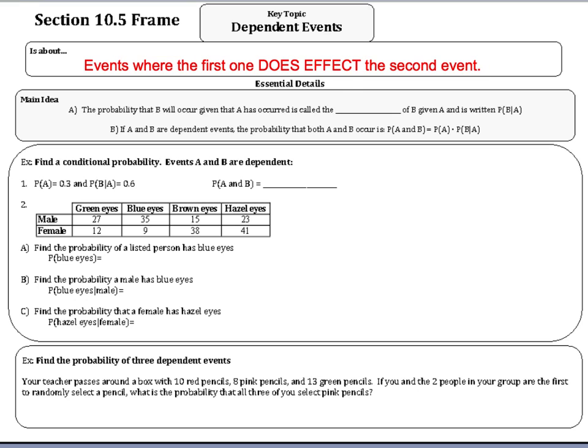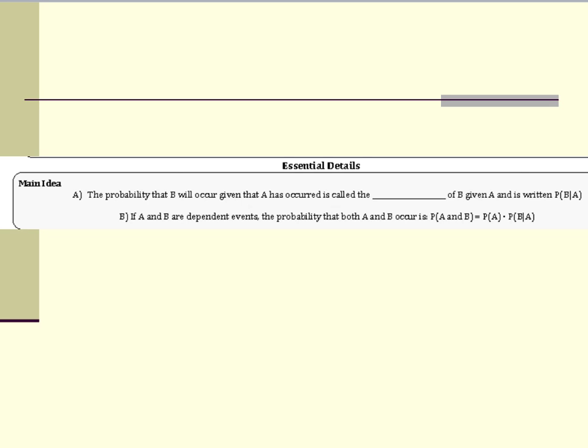So our main idea here: the probability that B will occur given that A has occurred is called the conditional probability. I'm going to try and write this. I don't have my pen right now, so it's kind of hard to write small. Conditional. This should go in this little blank. The blank should have been bigger. It's called the conditional probability of B given A. And we write it like this. This is the probability of B, that bar we read, given A.